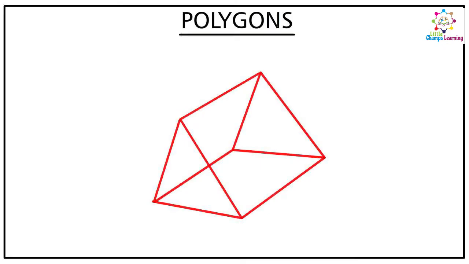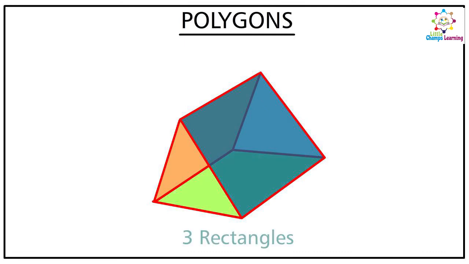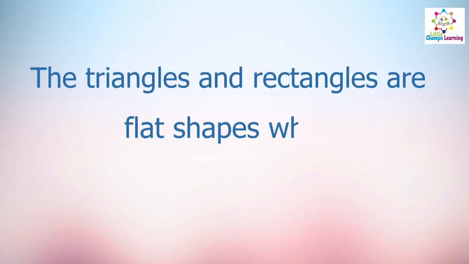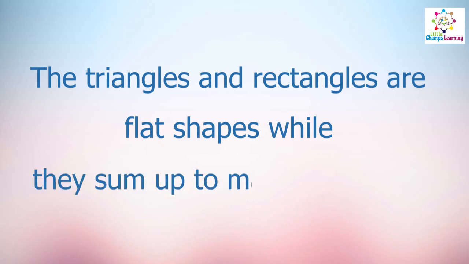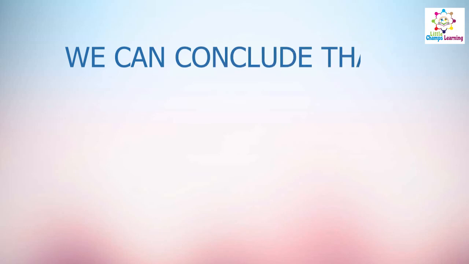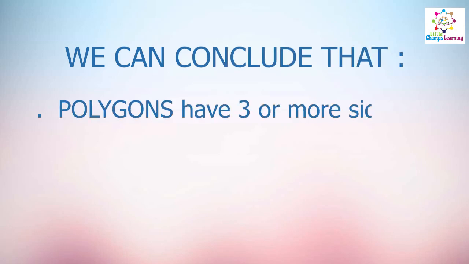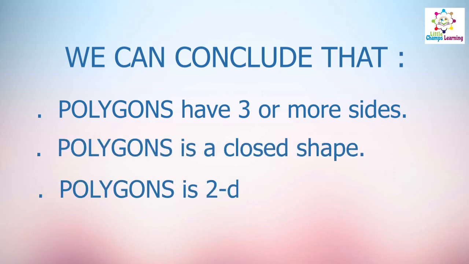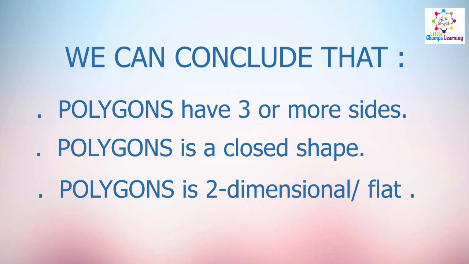Like this triangular prism. The triangular prism has 2 faces as triangles and 3 faces as rectangles. So the triangles and the rectangles are flat shapes while they sum up to make a 3D shaped triangular prism. We can conclude that a polygon is a multi-sided shape which has 3 or more sides. It is a closed shape. It is two-dimensional. It is a flat shape.